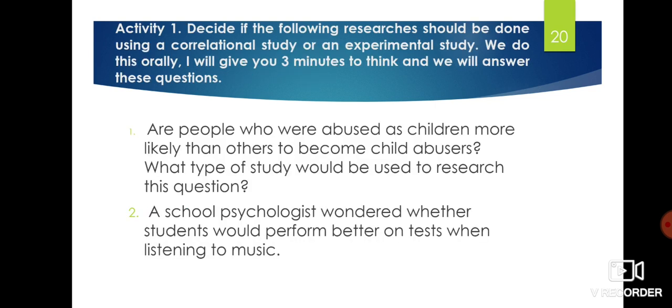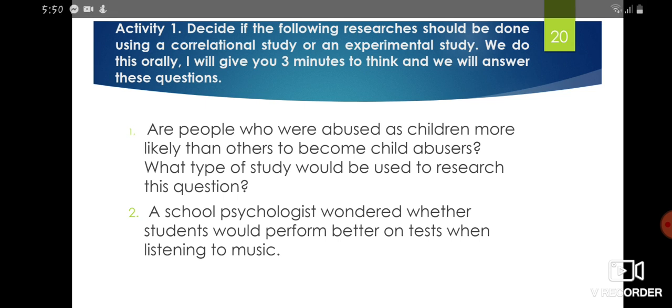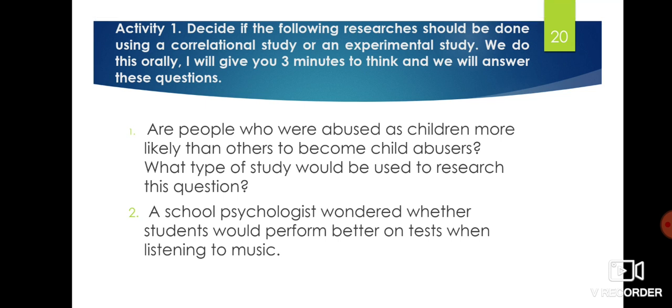Okay, class? And then, please do this activity 1. It says here, decide if the following research should be done using a correlational study or an experimental study. We do this orally. I will give you 3 minutes to think and we will answer these questions. So, your 3 minutes, class, starts now. Number 1, are people who were abused as children more likely than others to become child abusers? What type of study would be used to research this question? Number 2, a school psychologist wondered whether students would perform better on tests when listening to music.